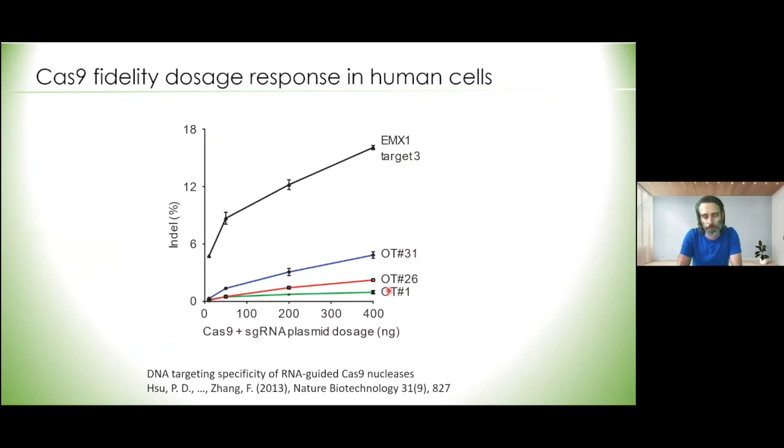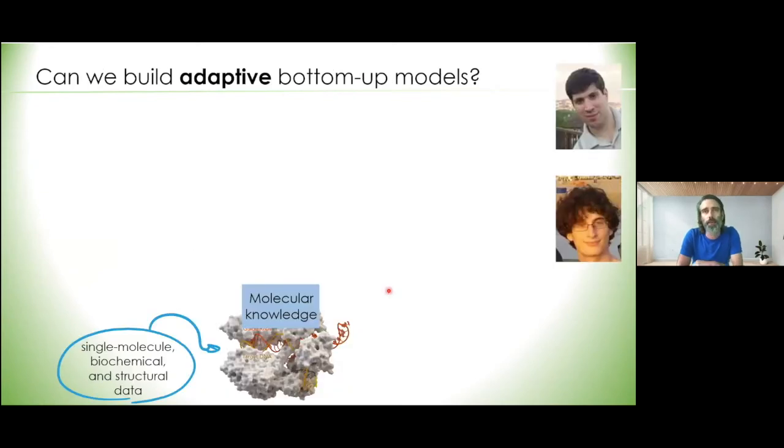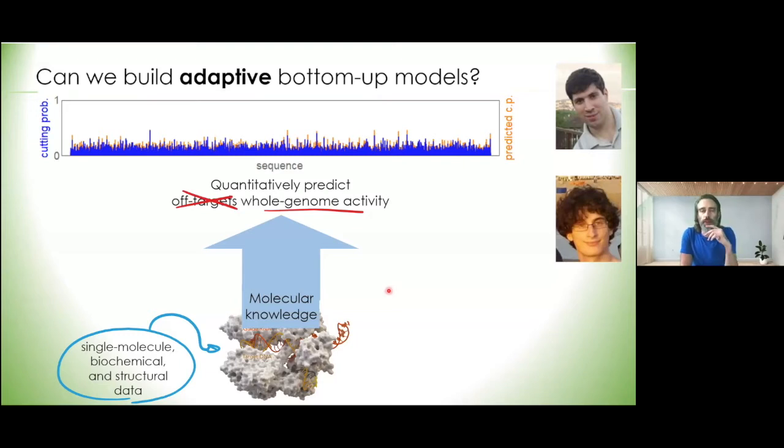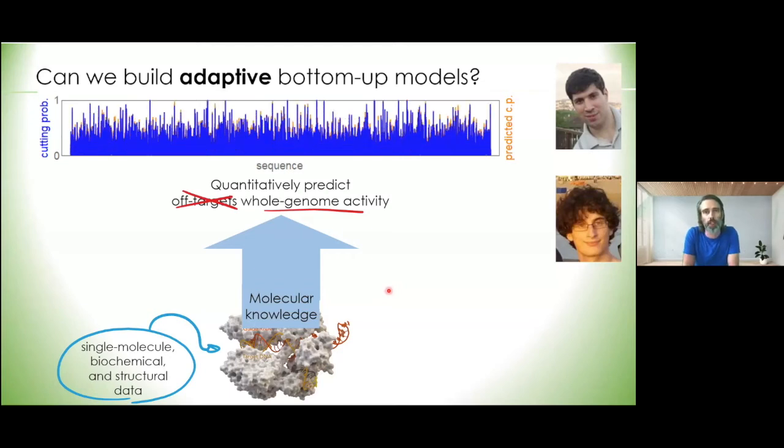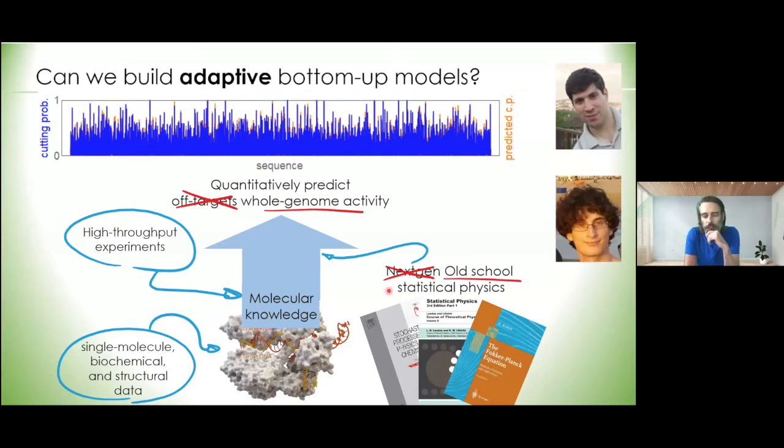But that should give pause for these methods that don't take anything like concentration or exposure time into account. So really the question I then asked Misha and Bruce was: what if they could take the molecular knowledge of this system and lift it up to a level where we can quantitatively predict whole-genome activity? Not just score off-targets, but actually predict the genome activity in a way that would adapt to concentrations or exposure times. Since we want to predict it over a whole genome, we will need some high-throughput experimental input. And on top of that, not so much next-generation biophysics maybe, but old-school statistical physics will help us in this process.